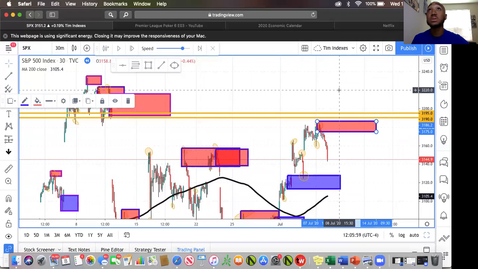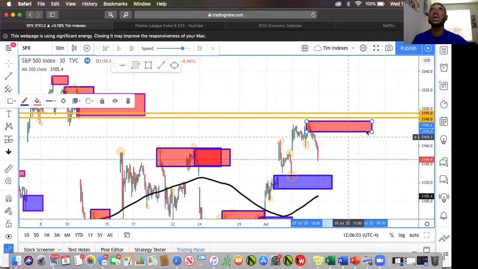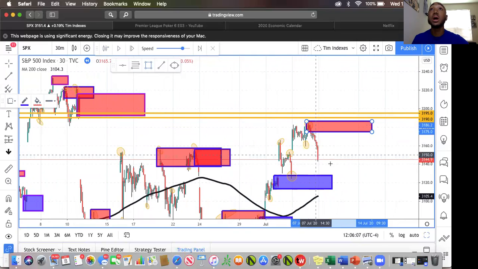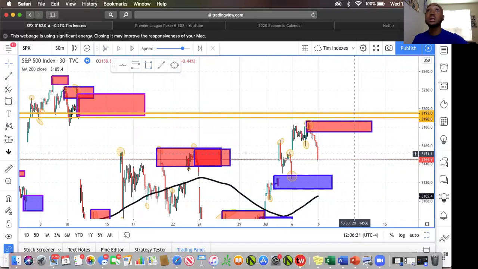Setup two: price gaps up. If price gaps up, it has to break this high in the supply zone for me to get a put in this area right here. Try to get a put below 31.50 if price gaps up and breaks this high. That's only if. That's setup number two.